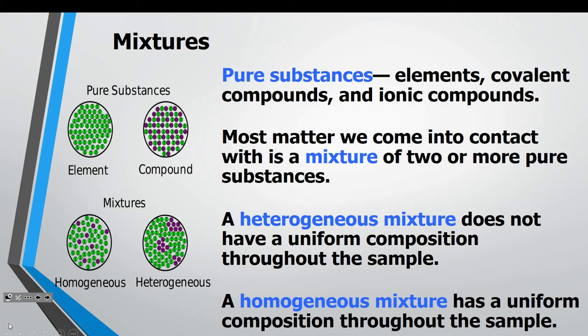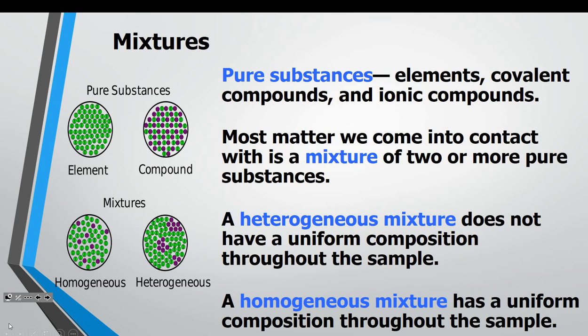When we talk about mixtures, we're talking about pure substances versus mixtures. Pure substances, there's very few things that are pure substances. This is elements by themselves, compounds, ionic compounds. But most of the things that we come in contact with in the real world are mixtures. That's where they're made up of two or more things. We have heterogeneous mixtures and homogeneous mixtures.